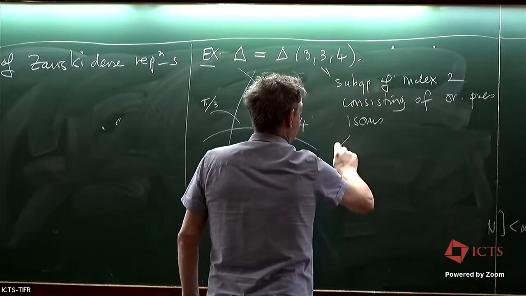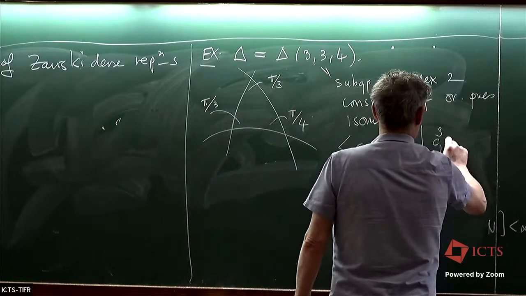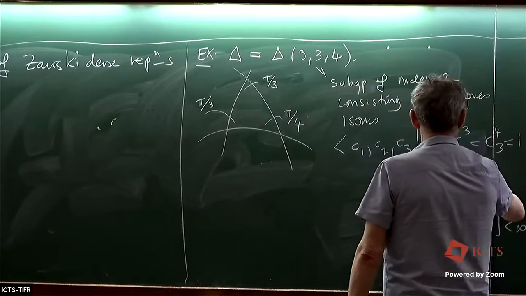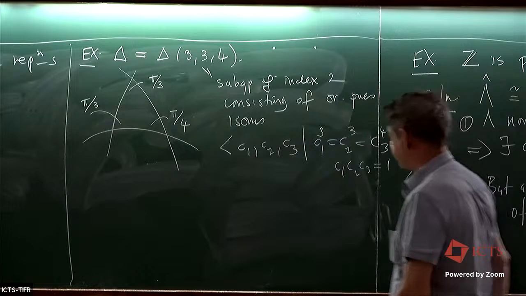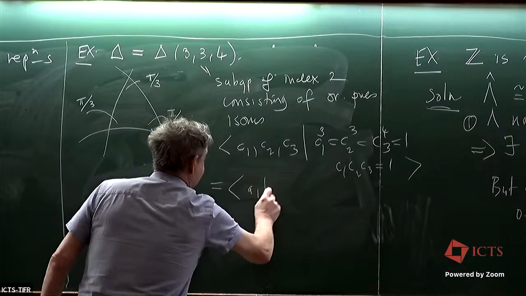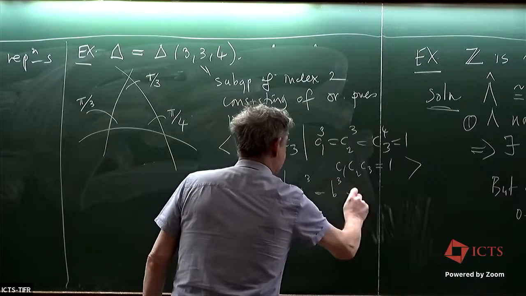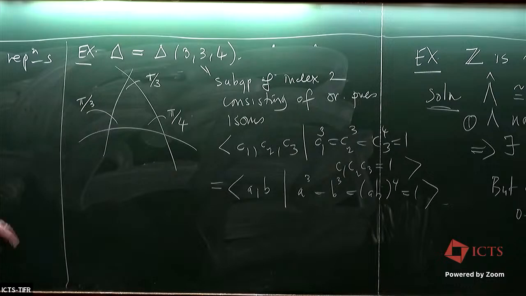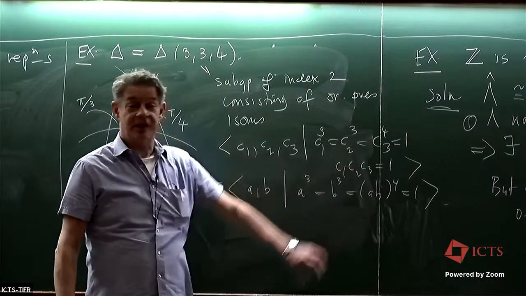And it can be presented by, let's say, 3 generators: C1 cubed, C2 cubed, C3 to the 4th is 1, and C1 C2 C3 is also equal to 1. Or maybe you prefer the more standard version generated by 2 elements: A cubed is B cubed, and AB to the 4th equals 1. So let's consider the collection of Zariski-dense representations of this group into PSL2C.